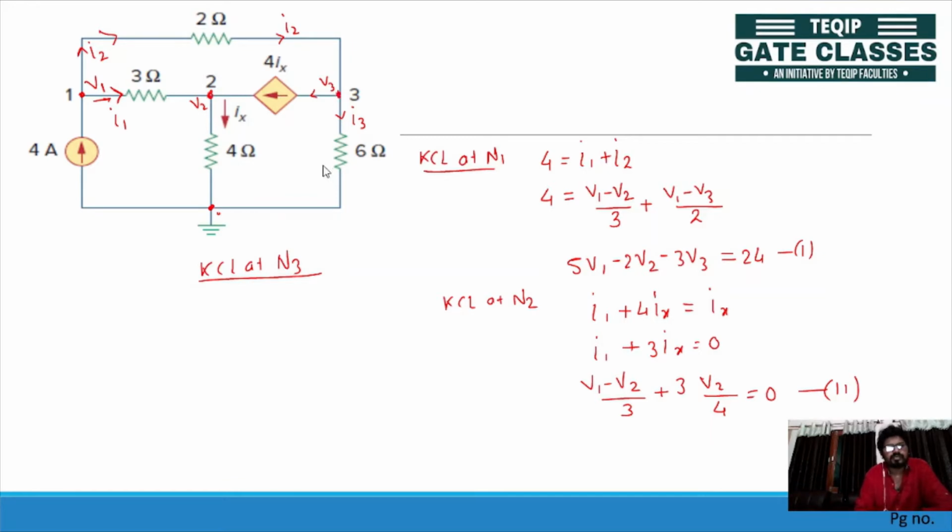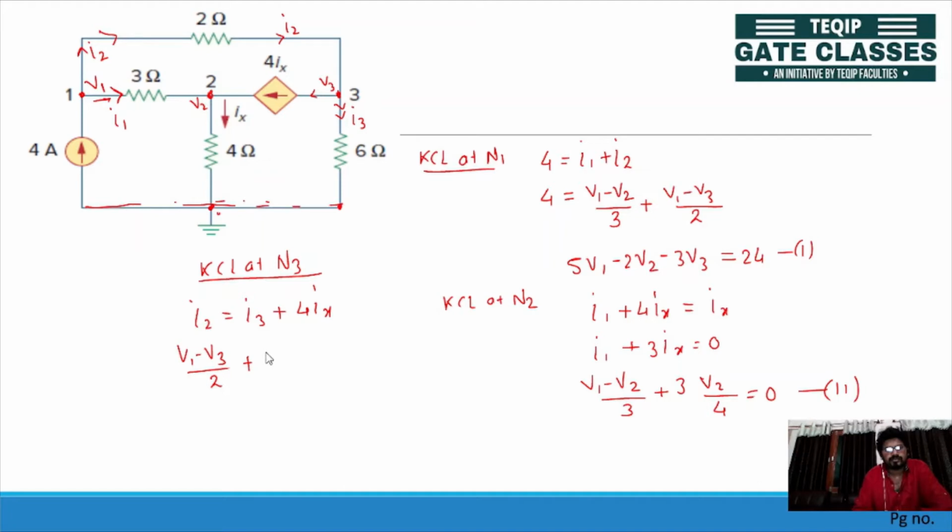So here I2 is incoming and I3 is outgoing, 4Ix is outgoing. Okay, so I2 is equal to I3 plus 4Ix. Okay, so what is I2? I2 we have written earlier, V1 minus V3 by 2, V1 minus V3 by 2 plus I3. I3 is this one, V3 minus, this is at 0 potential, same node is here.